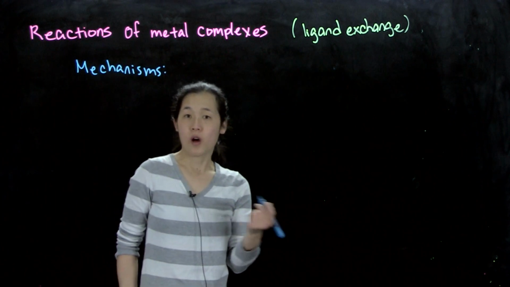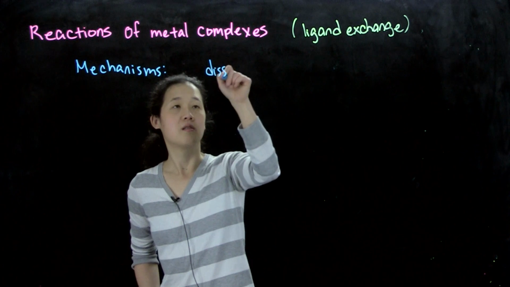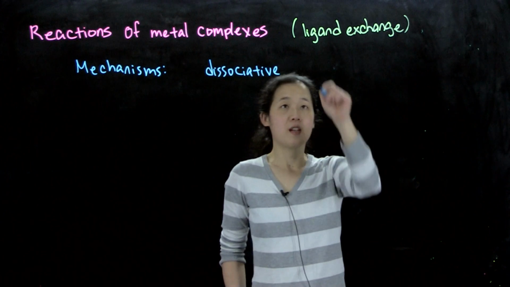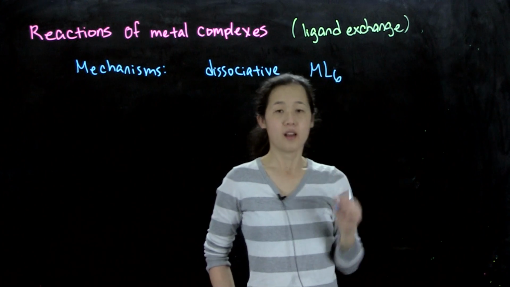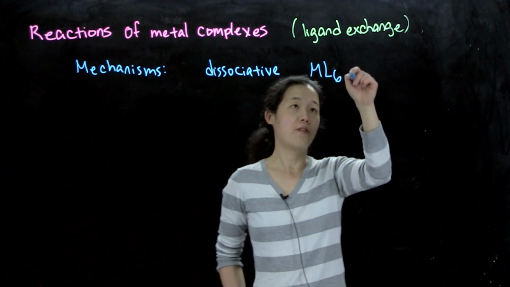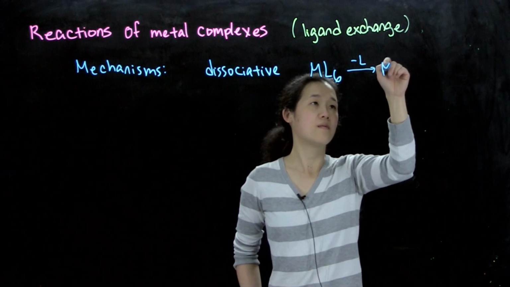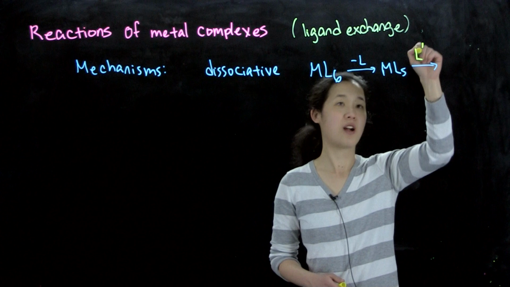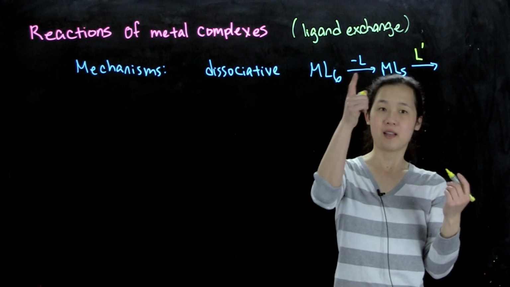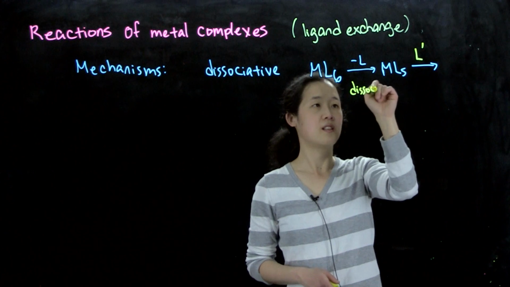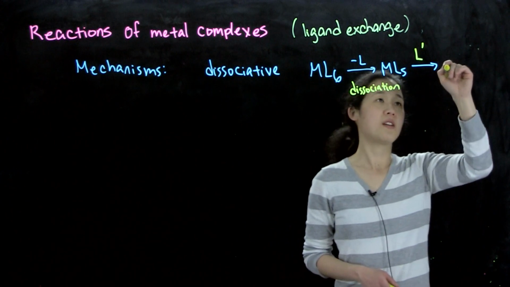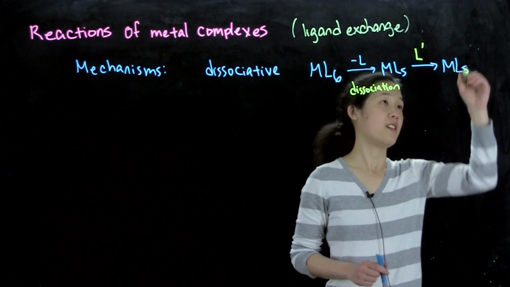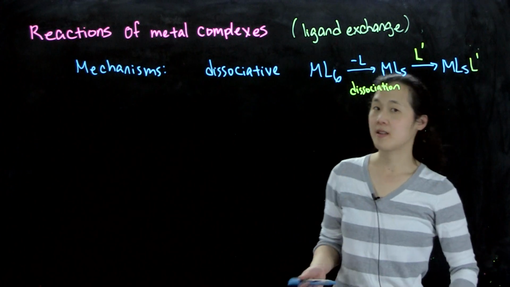So we could imagine one would be dissociative. Suppose that we have some 6-coordinate metal, ML6. What I mean by dissociative is that first you could lose a ligand, and then we could have our second ligand, let's say L prime, come in. So this is the dissociation step, right? And then we could have our metal with 5 of the same ligands and then L prime. So that would be a dissociative mechanism.